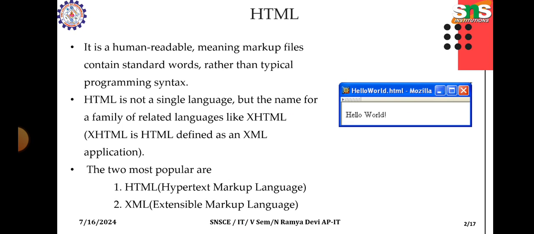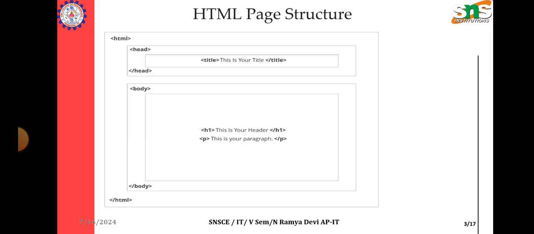Here, HTML markup language is human readable, meaning markup files contain standard words rather than typical programming syntax. HTML is not a single language, but the name for a family of related languages. XHTML is HTML defined as an XML application, and the two most popular languages are HTML and XML. HTML is hypertext markup language and XML is extensible markup language.